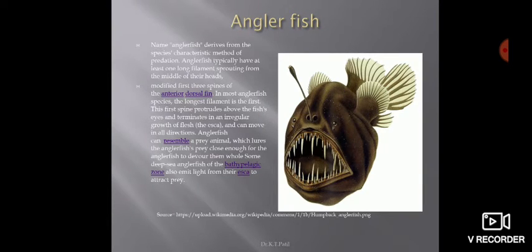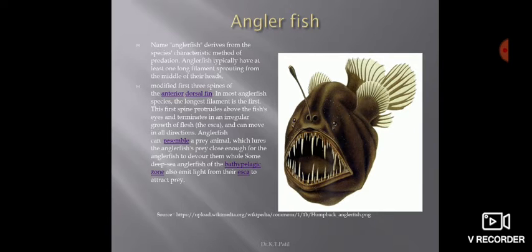See another fish, the angler fish. The angler fish is a marine fish. Generally this fish is found at the bottom, at a depth of 2000 to 6000 feet below.